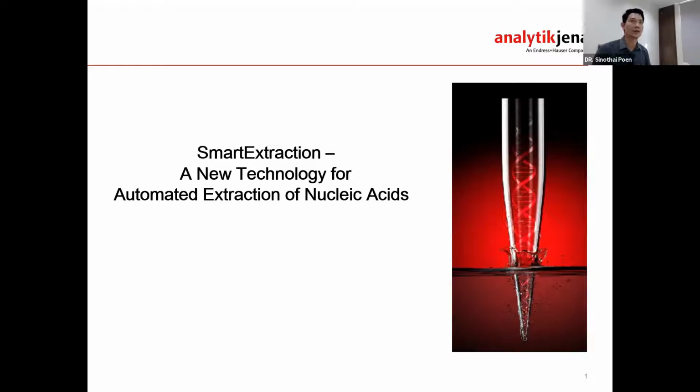Okay, good afternoon, everyone. It's my pleasure today to introduce our latest technology for automated nucleic acid extraction called SmartExtraction from Analytik Jena.